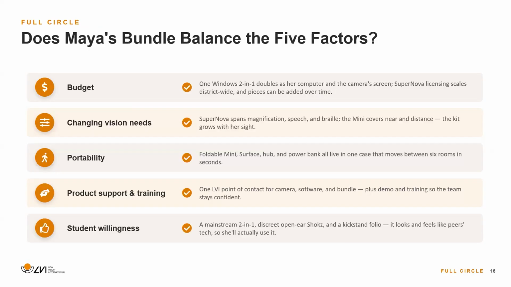So in the end, did we really hit all of those 5 factors? Did we hit the budget? Well, I think that depends on the school system. So some school systems, I think we can say yes. Some school systems, we can say no. And within those budget decisions, in this particular example, we have a Surface Pro.